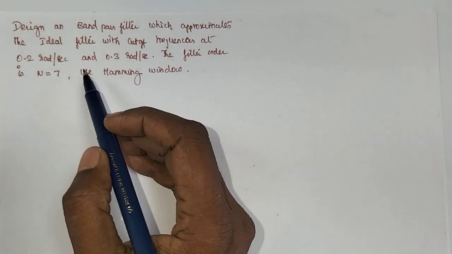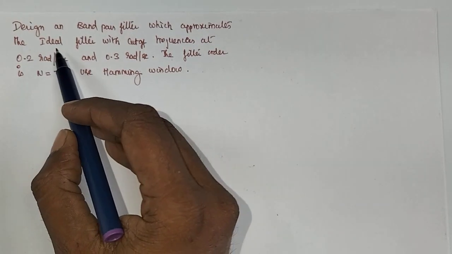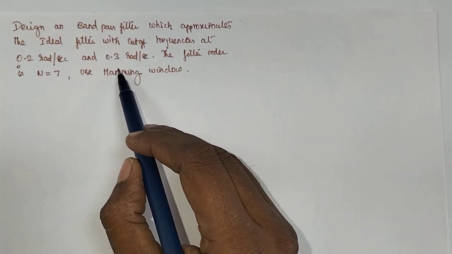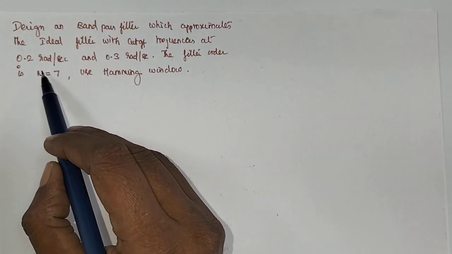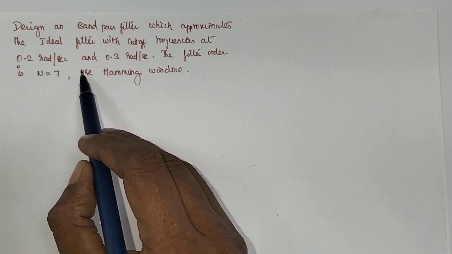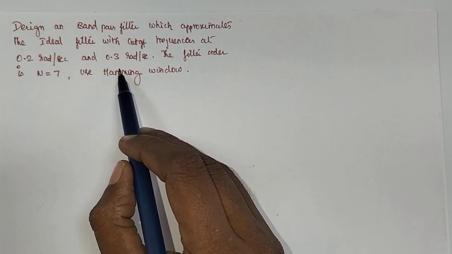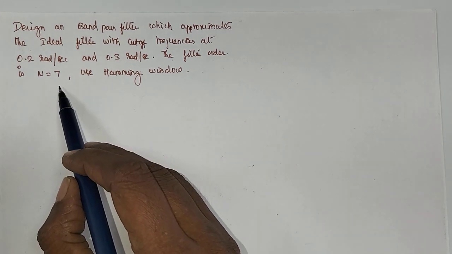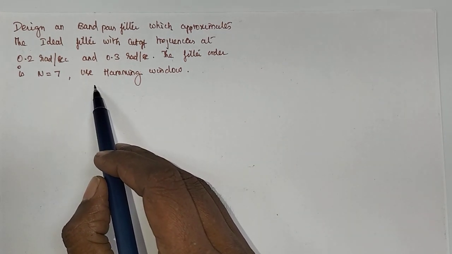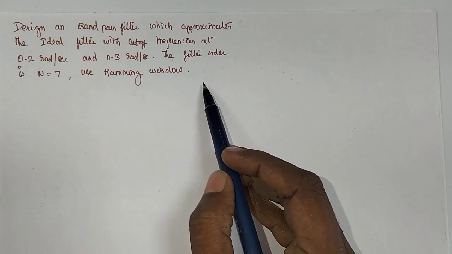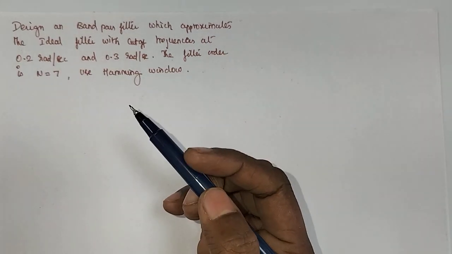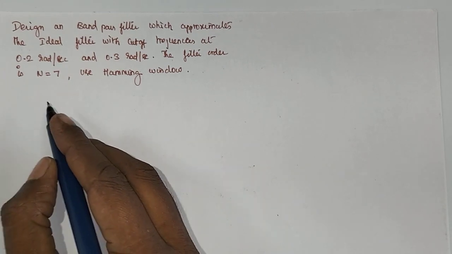Hello viewers, in this video lecture we are going to see how to design a bandpass filter for the given frequency. The cutoff frequency ranges from 0.2 radian per second to 0.3 radian per second. The order of the filter is given as 7, so you have to design the FIR bandpass filter using a Hamming window. Let me see how to design this bandpass filter using a Hamming window.